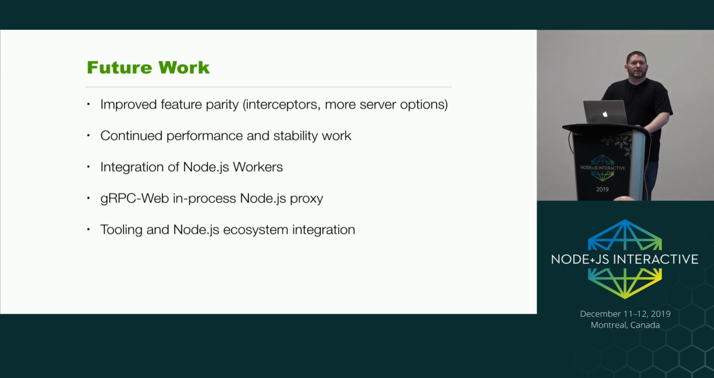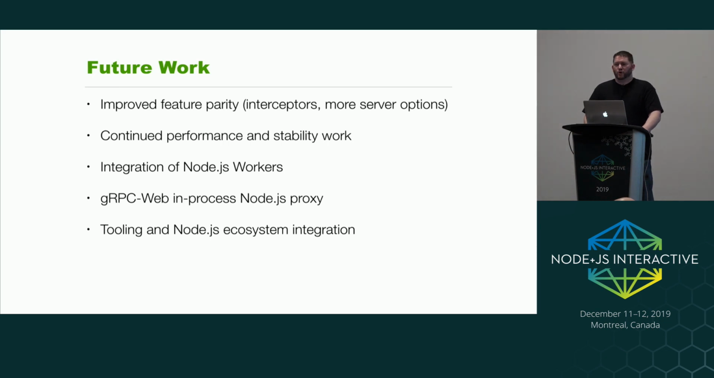Some other future work that I would like to see happen: more feature parity between gRPC-JS and the gRPC module. So they have something called interceptors, which is their version of middleware. There's currently a pull request open to add client-side interceptors to gRPC-JS. It'd be nice to get server-side interceptors as well. gRPC, the compiled add-on, supports a ton of different server options. It would be nice to be able to support more of those in the JavaScript implementation. Then there's always going to be continued performance and stability work. You can always make things better. You can always fix more bugs.